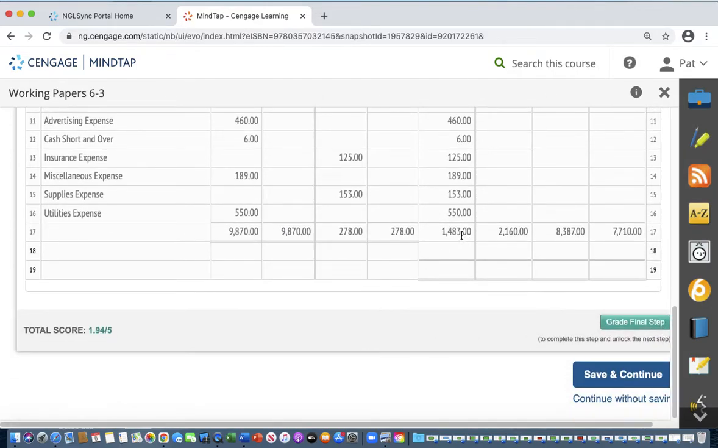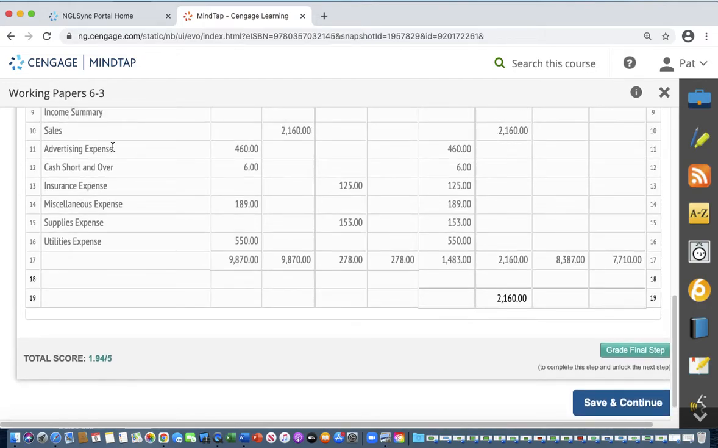What is the easiest way to think about doing this? Take the bigger number and bring it all the way down. What is that bigger number? In this case, it's sales. So sales is bigger than expenses. Revenue is bigger than expenses. When you make more money than you spend, you have over here what's called a net income. You agree?